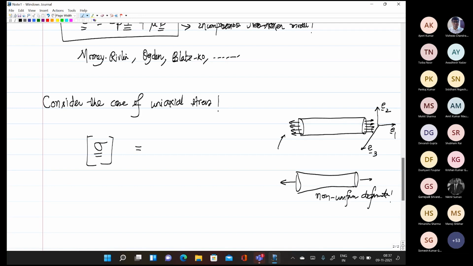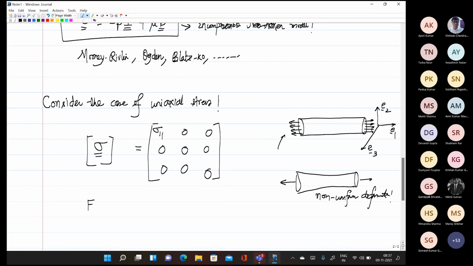So for this uniaxial stress, the sigma matrix, how is this going to look? You'll only have sigma 11, sigma 22 will be 0, sigma 33 will be 0, and the shear stress components are all 0. Isn't it?